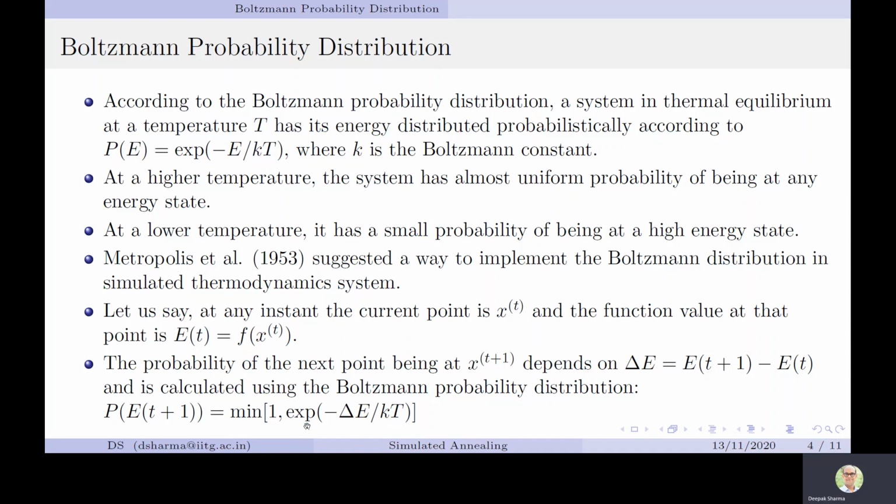Now, as we know, this exponential term can be as small as 0. However, it can go more than 1. Since we are talking in terms of probability, it cannot be more than 1. That's why we are writing the minimum, and inside the bracket, whichever is the minimum value, we should take it.